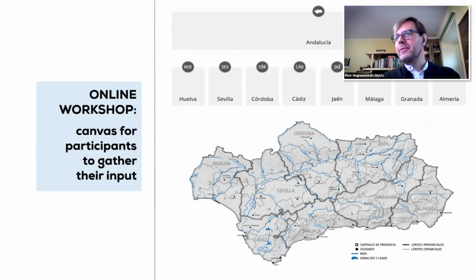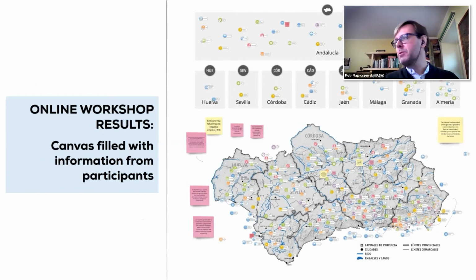So I'm magnifying here. This is the canvas, this is the map, and here are the different provinces in Andalusia. They can put information either directly on the map in a specific place, or they can assign it to one of the provinces, or maybe the whole of Andalusia if the process applies to the whole region. And this is how it looks from a distance. After the workshop, all these elements that you can see are the elements brought by stakeholders, participants, in the same way as the cards that you have seen earlier in the Indus and Zambezi applications.